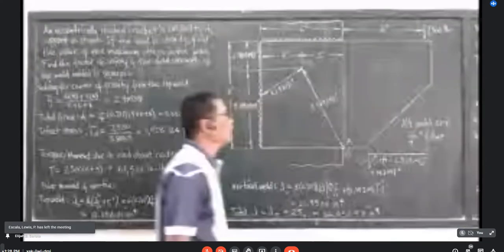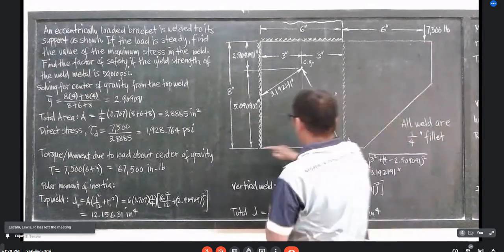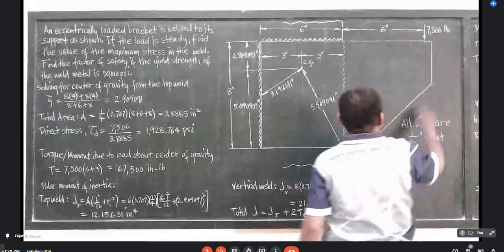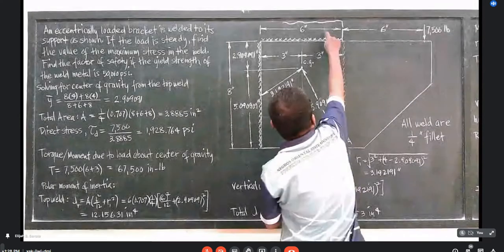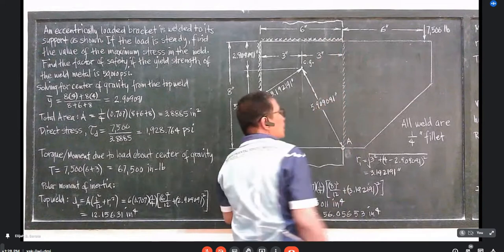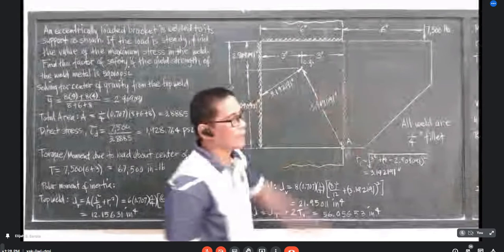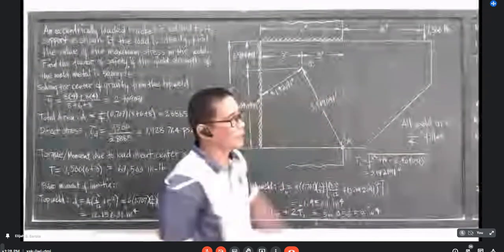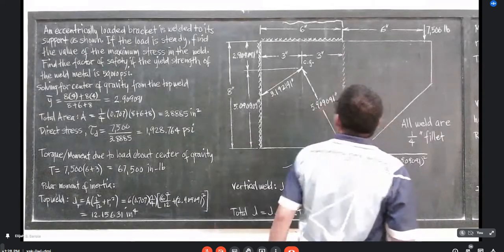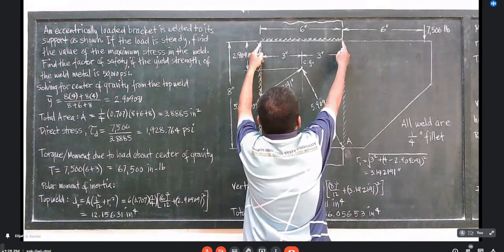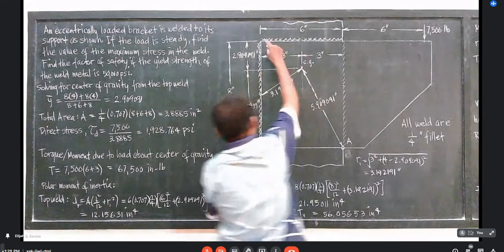Okay. So this is the bracket. Sorry, this one is the bracket, and behind it is another metal where the bracket is welded. So kini is another metal behind this bracket. And then our eccentric load is 7,500 pounds, which is 6 inches from the edge. And then the length of this welded portion is 6, and the length of this is 8.